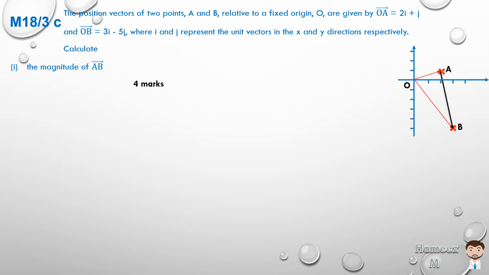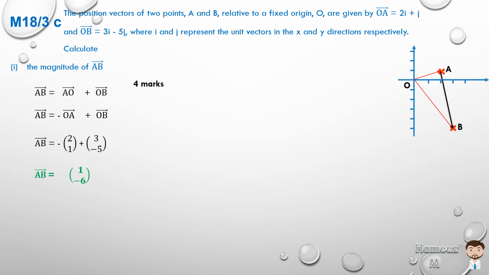First of all, we need to work out the vector. So how do we go from A to B? We would like to travel from A to O and then O to B. But we don't have AO, we have OA, which will be the exact vector in the opposite direction. So how do we represent that? We say AB is equal to minus OA plus OB. And we can substitute, which will give us minus (2i plus j) plus (3i minus 5j). Minus 2 plus 3 is 1, minus 1 plus minus 5 is minus 6. So AB, that vector, would be (1, minus 6).